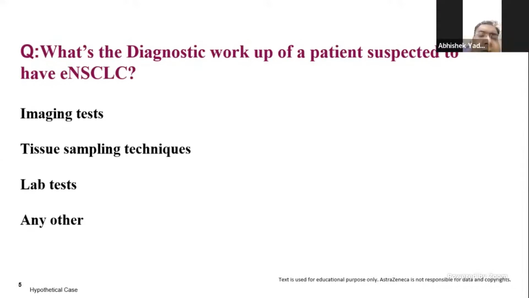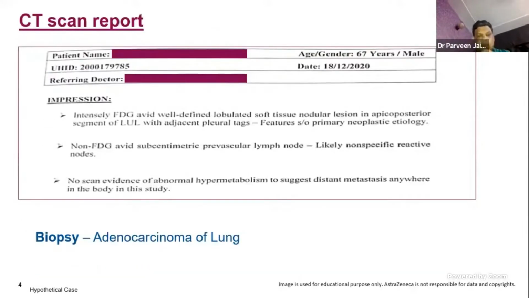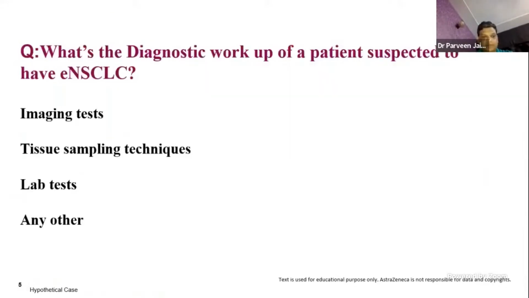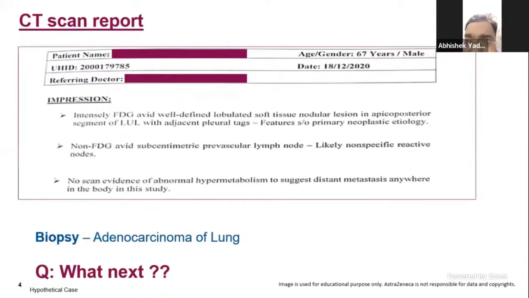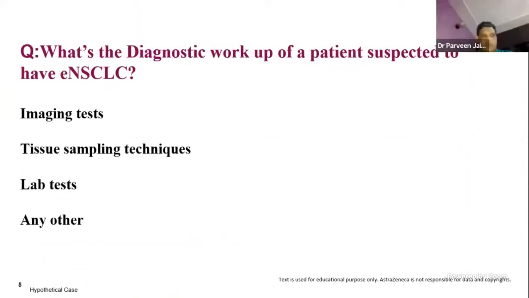Okay. Sir, what does the PET CT show? Is there nothing else except this? No. There is an FDG avid left upper lobe lesion along with pleural tag, and a non-FDG avid subcentimetric prevascular lymph node, which seems to be non-specific. What about the pleural thing? Sorry, I missed that. There was a pleural tag along with the nodular lesion. Okay, so it's a contiguous one. Yes, it's a contiguous one.